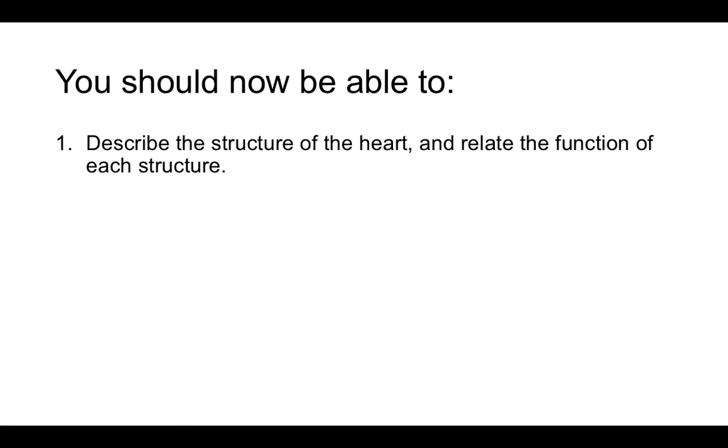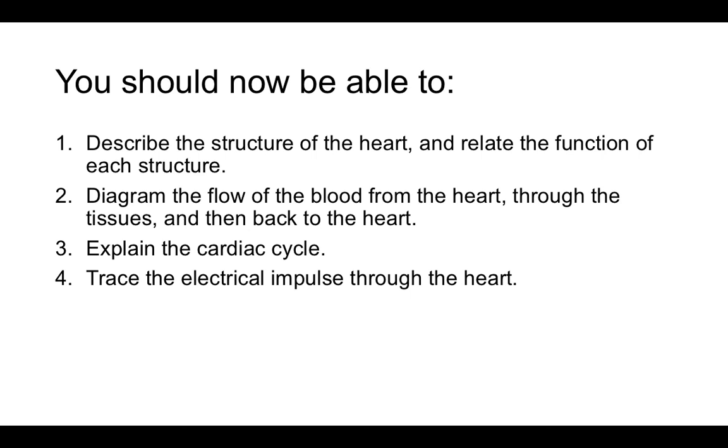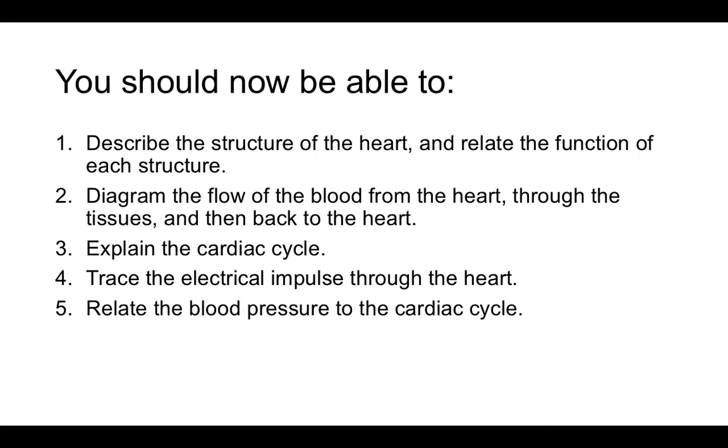Now, at the end of this lecture, you should be able to do these things. Number 1, describe the structure of the heart and relate to the function of each structure. If you don't remember these, refer to the first part of the lecture. You should be able to diagram the flow of the blood from the heart through the tissues and then back to the heart. This is the second part of the lecture. Explain the cardiac cycle. Trace the electrical impulse through the heart and relate the blood pressure to the cardiac cycle.